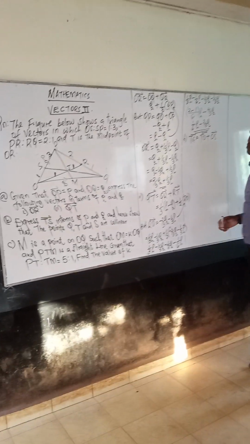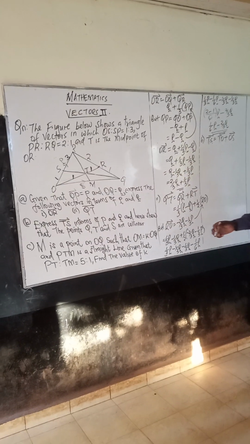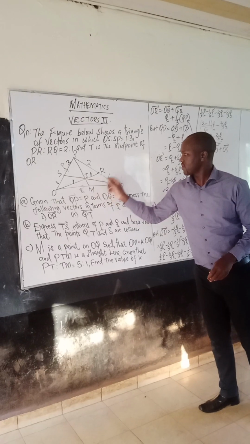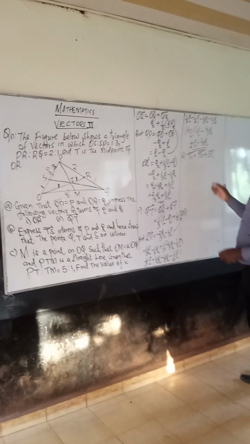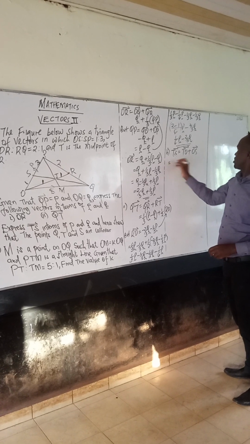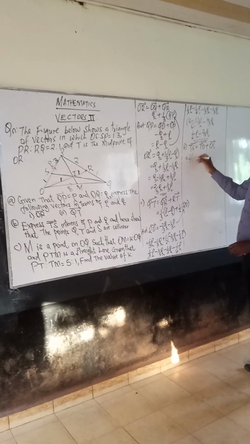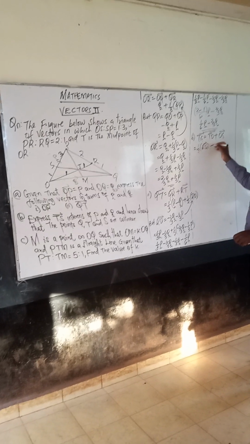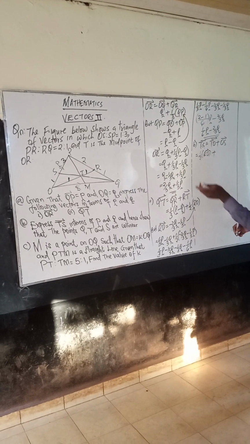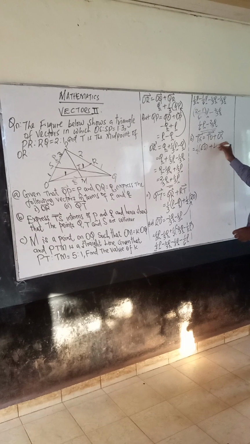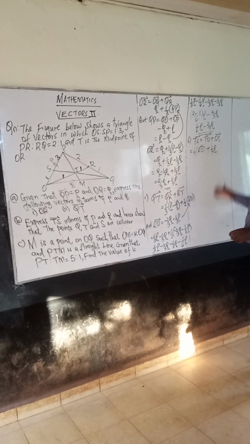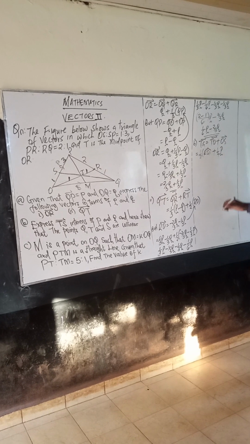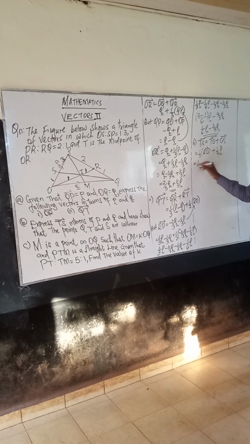So what is TO? TO will be a half of RO, because T is the midpoint. OS is of course 1 over 4 of P. This is P. Now, a half of RO.